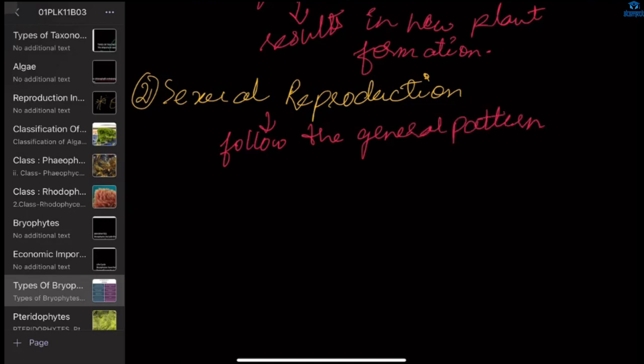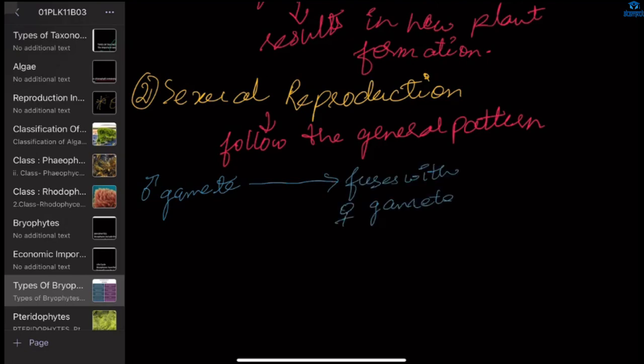Sana, can you tell me what is the general pattern for any kind of sexual reproduction? Just now we explained fusion and fertilization. Male and female gametes come close together, fuse, and form a zygote, then an embryo, and then a whole new organism develops. So this is the normal general pattern of sexual reproduction. Here the male gamete will fuse with what? The female gamete fuses with the male gamete, and the male gamete is what?